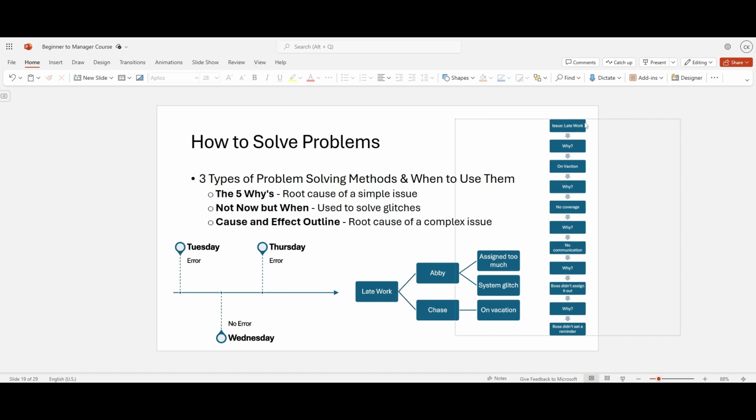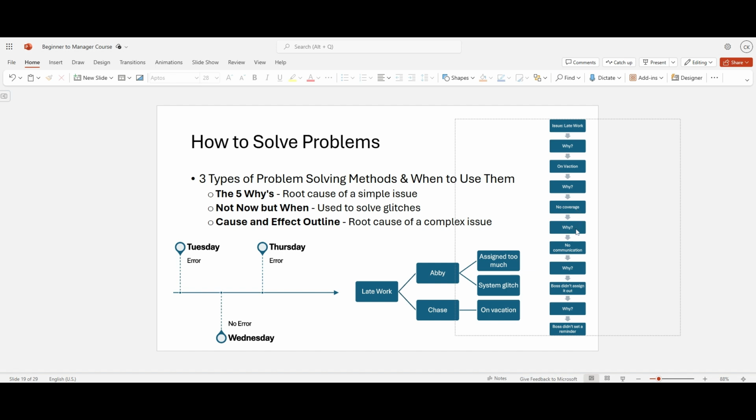So the five whys we have displayed over here. This is basically where you ask why five times to get down to the root of the issue. Here we have an example at the very top. The issue was some work was filed late. We ask why. Someone was on vacation. Okay, why was it that they were on vacation that it made it late? No one covered their work.